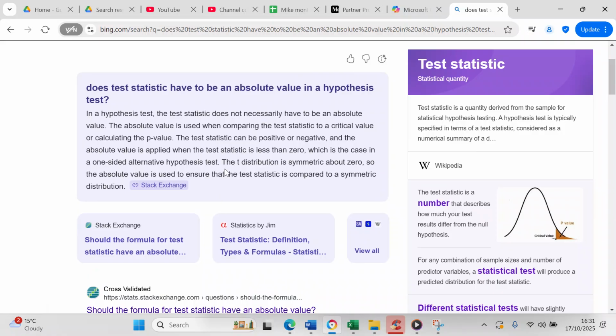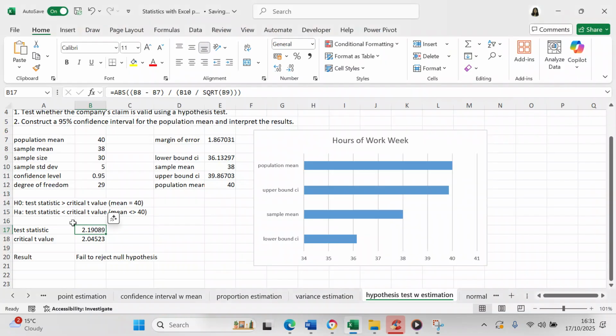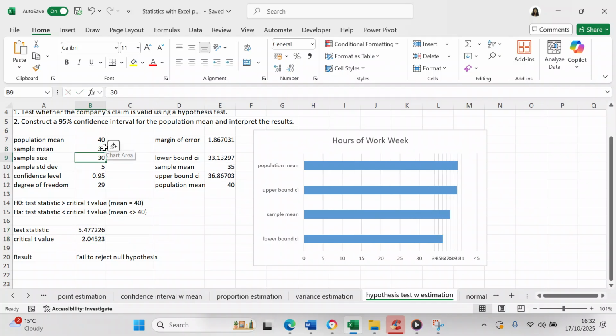The t-distribution is symmetric about 0, so the absolute value is used to ensure the test statistic is compared to a symmetric distribution. So it said that the test statistic can be positive or negative, and the absolute value is applied when the test statistic is less than 0. So that's why I made it an absolute value. So we're going to fail to reject the null hypothesis. Let's try 35. It says fail to reject the null hypothesis.